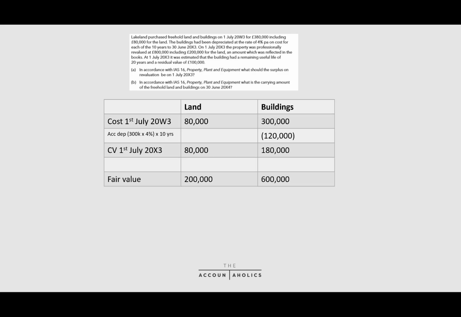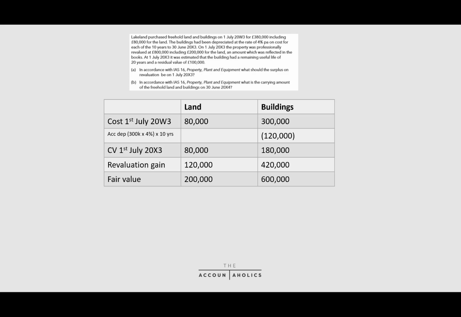We then have a revaluation that's taking place on the very first day of the current year. So what I want to do is establish the numbers that they've given in the questions and populate them into this working. So we know the overall valuation is 800,000, of which 200,000 belongs to land. Therefore, the balancing entry of 600,000 must be attributed to buildings. We said earlier that the revaluation gain or loss is always the difference between the carrying value and the fair value. So we can populate that balancing entry as being a gain for the land of 120,000 and for buildings 420,000.